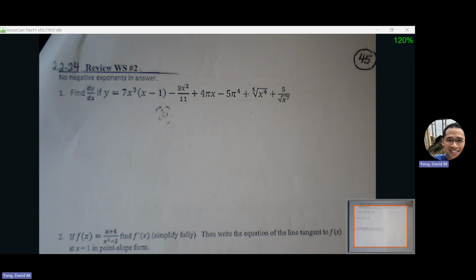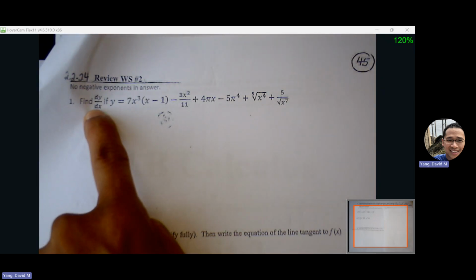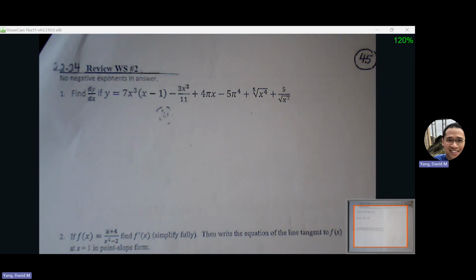Oh, when it says dy dx, again, that just means find the derivative of my equation y with respect to x. All right, so try that first step. You're going to distribute that 7x cubed through. You're going to push out that 3/11ths in front of the x squared. You're going to rewrite that radical as a rational exponent, and then you're also going to bring that radical up to the top and convert to rational exponent as well.